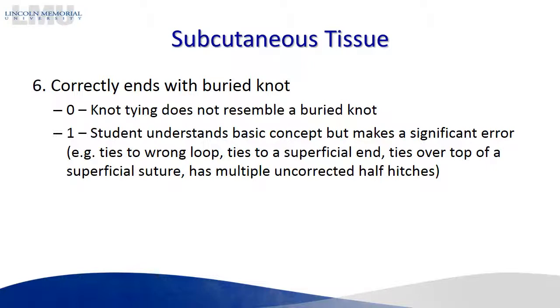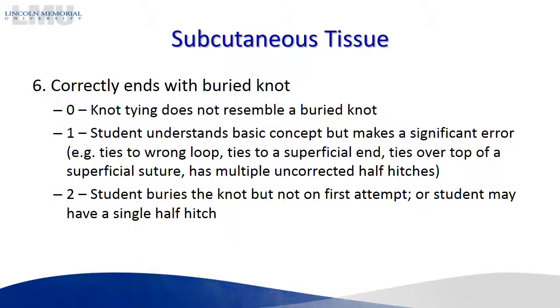And you'll especially find that those uncorrected half hitches are particularly a problem with this number 6 item, which is that ending on the buried knot. And the reason is because they have to tie to a loop. And so we see a lot of them half hitching unknowingly when they're tying to a loop. And so you want to particularly watch that area as far as knot security goes.